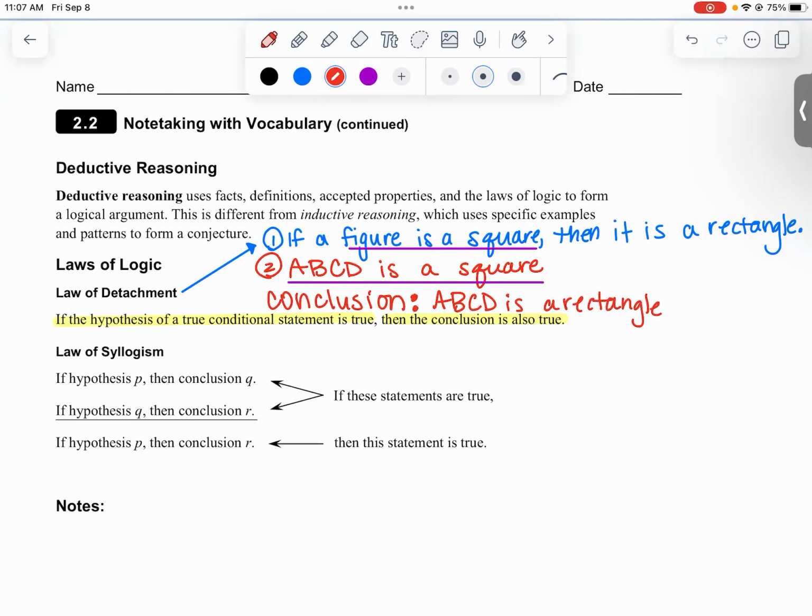So what's happening here is you get a conditional statement. If you are given some information about a specific example that matches the hypothesis, then we can jump to the conclusion. Now, if I said ABCD is a rectangle, I could not use the law of detachment. But since we had the statement ABCD is a square, it matched the hypothesis, then we were good to go.